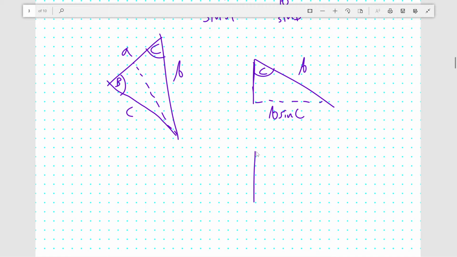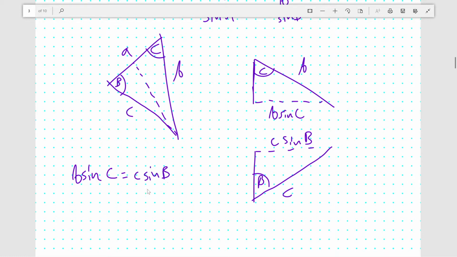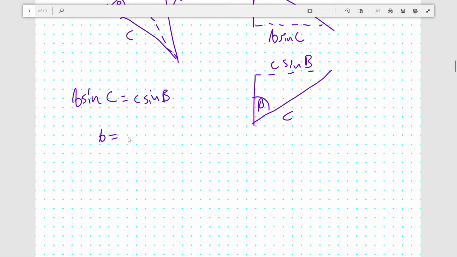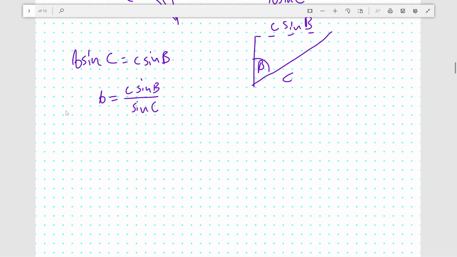And you look at the other triangle, and you also find out, since the hypotenuse is c and this angle is b, this must be c sine b. And you can do the same kind of division as we did in the first one, since we've geometrically proven that b sine c is equal to c sine b, we can divide both sides by sine c to get b is equal to c sine b over sine c. And finally, we can divide both sides by sine b to get b over sine b is equal to c over sine c.